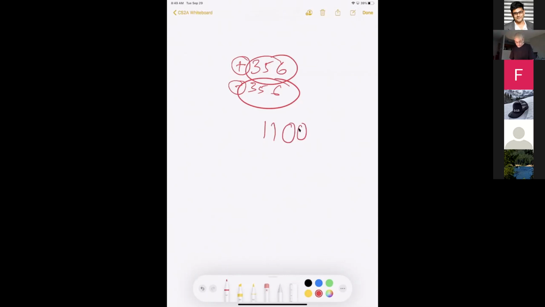Now I want to make that. Oh, that's my cursor. Okay. All right.